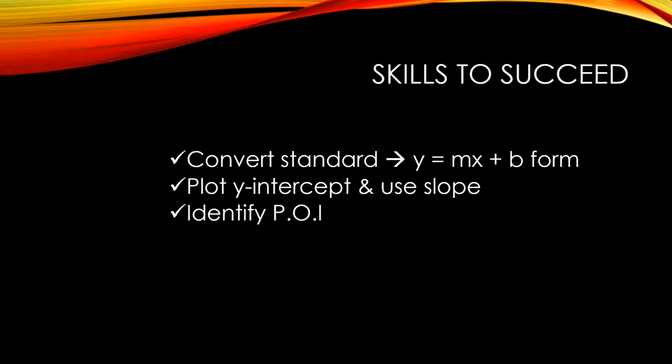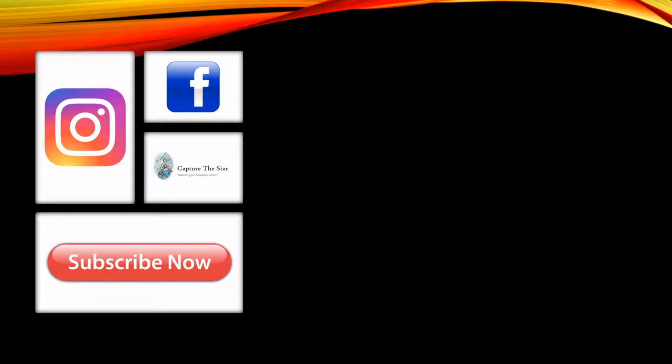There are 3 core skills you need to succeed. We're going to start it off with converting the standard form to y equals mx plus b form. That's essential. From there, you're able to plot your y-intercept and use the slope to find other coordinates on the same line. You're going to repeat this step twice because you're using a system of equations. There, on your graph, you'll be able to see where the two lines meet, and that's their point of intersection. And just like that, you've become a master of solving systems of equations by graphing.